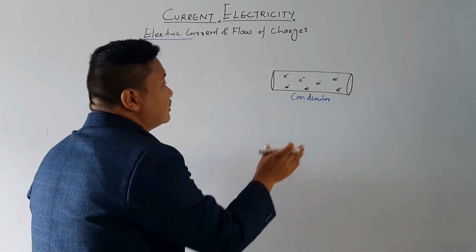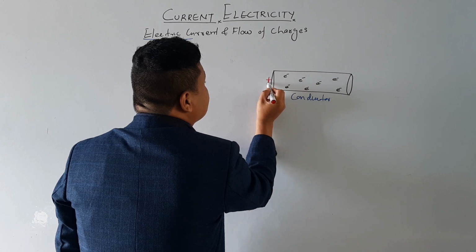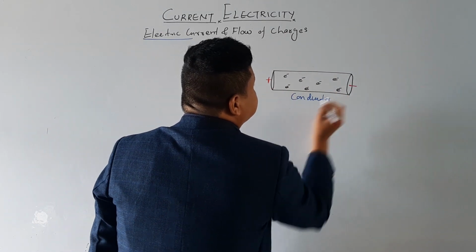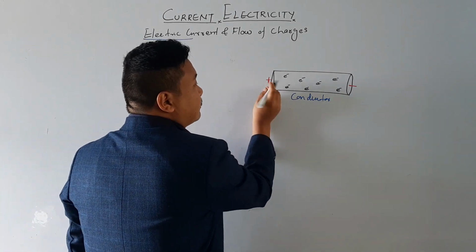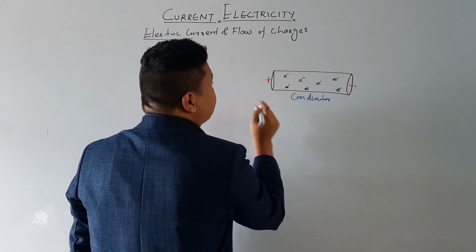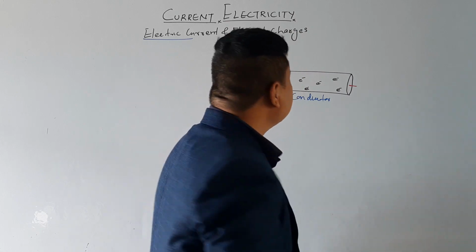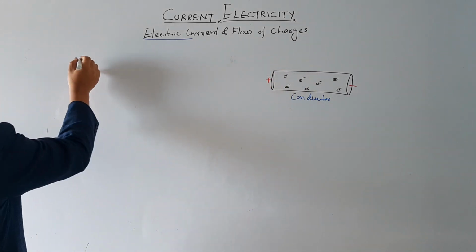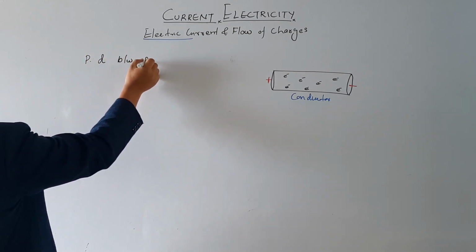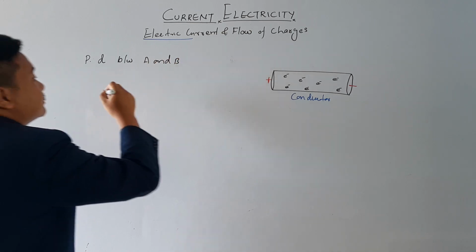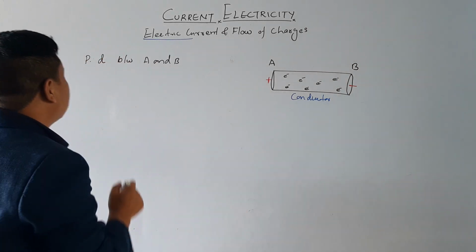Let me consider this conductor is being connected with the battery, with positive here and with negative here. I am not considering any battery like this. This is my positive terminal of the battery and this is the negative terminal of the battery. This is how it is connected. Now there will be a generation of potential difference between, say, A and B. This is my point A and this is my point B.